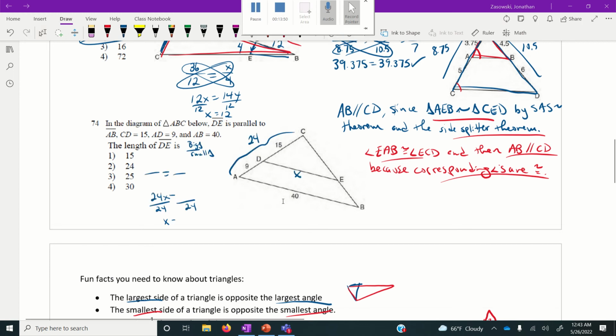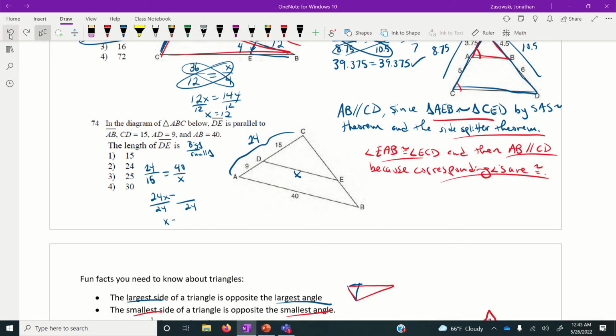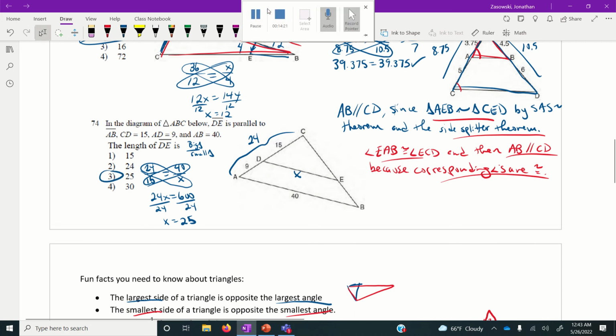All right, so hopefully you went through and noticed we have to do big to small. So this entire side AC is 24, and then we can plug in and do 24 over 15 is equal to 40 over x if we do big to small, and then we can go ahead and cross multiply here. So 24x is going to equal 600, and then divide by 24 to get an answer of choice 3, which is 25. All right, let's take a look at the next page.